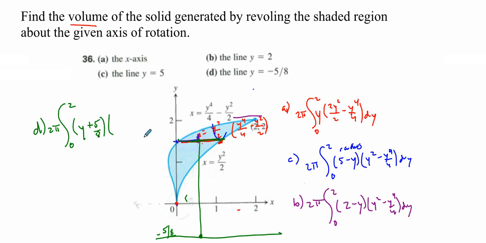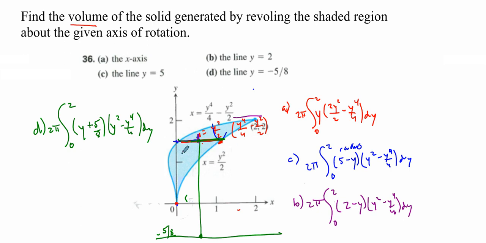Our length of our shell is the same as all the other lengths of the shell. So we say y squared minus y to the 4th over 4, and then dy is going to be our answer. And there we go. That's how we do the shell method. Not too hard. It's actually kind of fun.